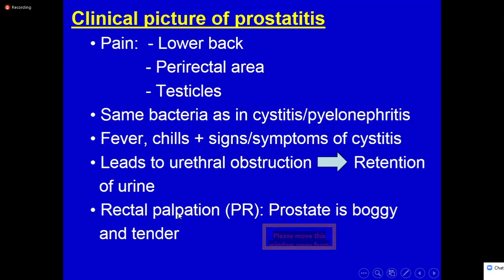When you do rectal palpation, the doctor puts a finger to palpate the prostate. It appears as boggy and tender. Boggy زي لمسة الطين. كيف لمسة الطين؟ It's called boggy and tender.